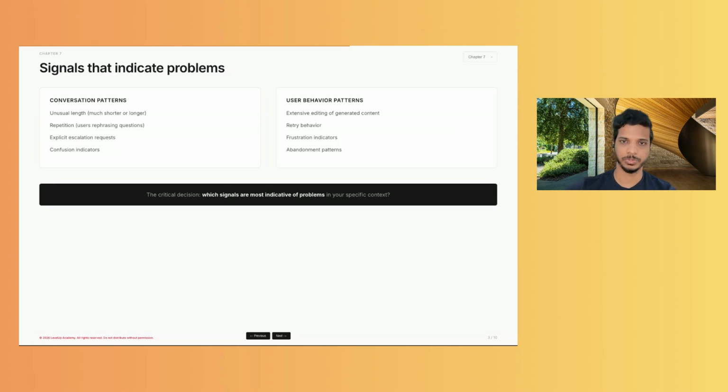And there are also user behavior patterns, where, if you think of ChatGPT, for example, you generate some content with ChatGPT for writing an email, but you go and edit many sentences in that, it's a clear indication that the user is not satisfied with the answer. So you would want to flag that for offline analysis so that you can understand what happened there and what is the final solution that the user used, so that you can use that as the ground truth. Now, there's also the idea of retry behavior.